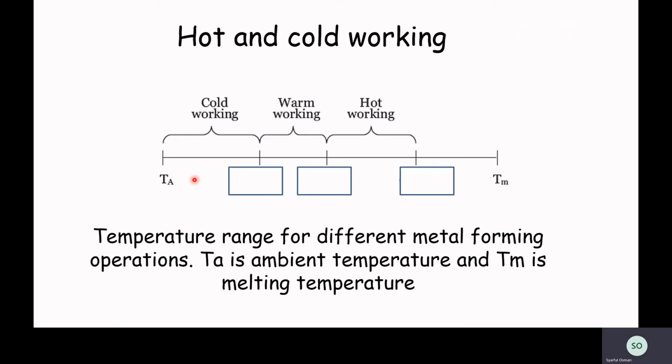And this is how we can differentiate between cold working, warm working, and hot working. TA here means ambient temperature, or we can say room temperature, and TM is the melting temperature. For cold working, the range is between ambient temperature up to 0.3 melting temperature, and for warm working, the range is between 0.3 times melting temperature up to 0.5 melting temperature, and hot working is within 0.5 up to 0.7 to 0.75 melting temperature.